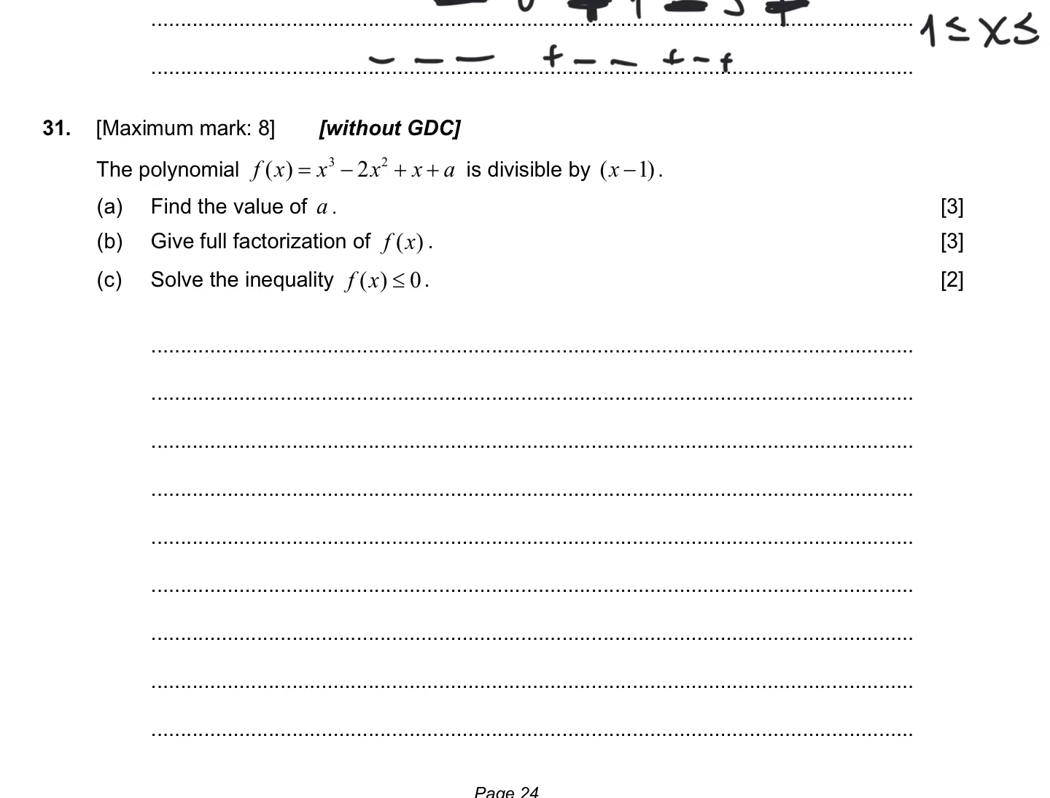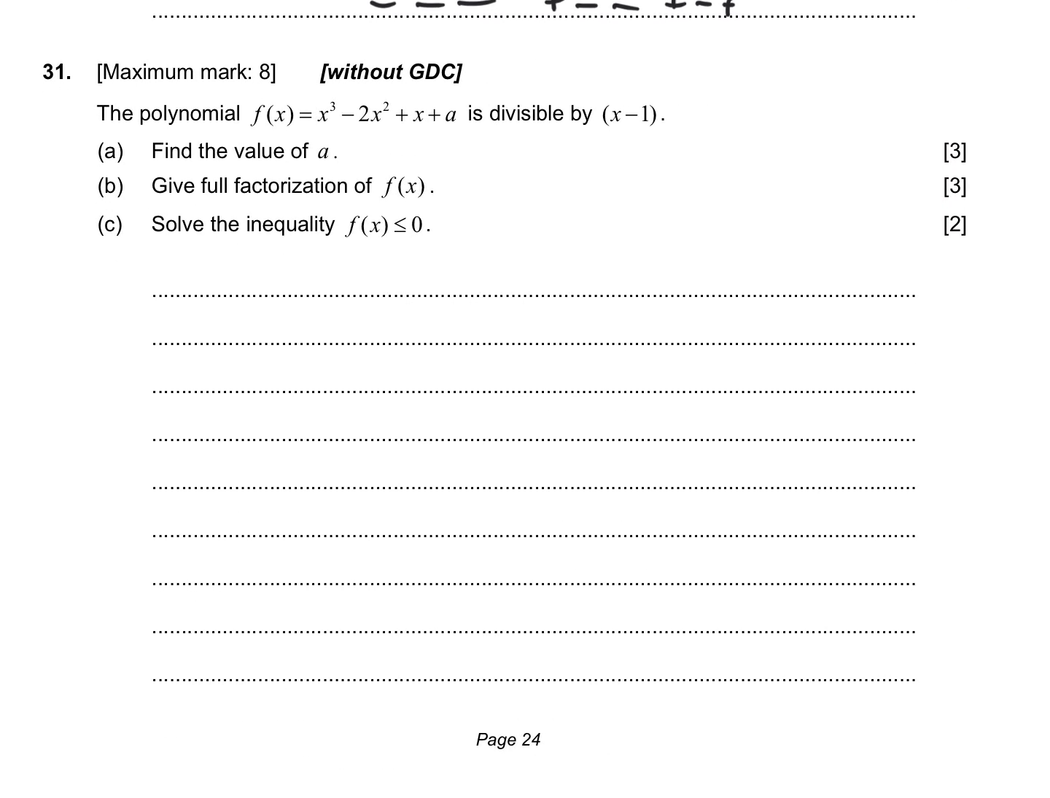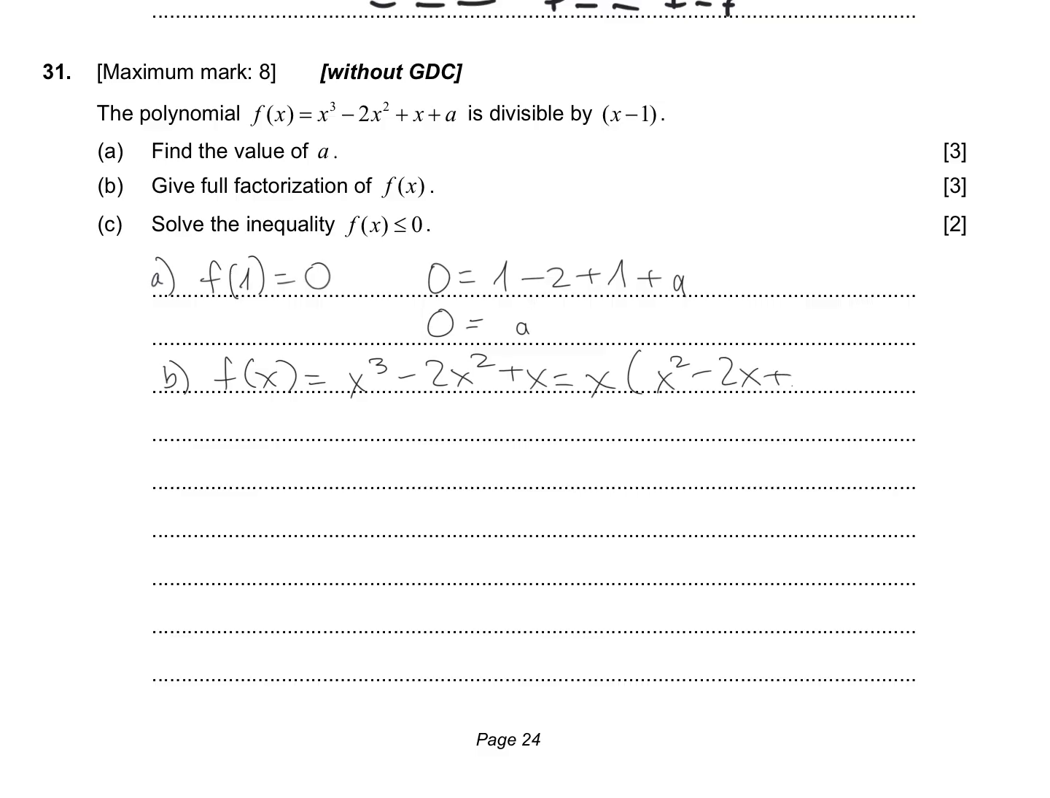Okay, this one we are doing the same as last. It's divisible by x minus 1, so we have f at 1 is 0. So 0 equals 1 minus 2 plus 1 plus a. So a is again 0. So for b, we have f at x equals x cubed minus 2x squared plus x. Factor out an x. And factor. So we're going to have, that's b.